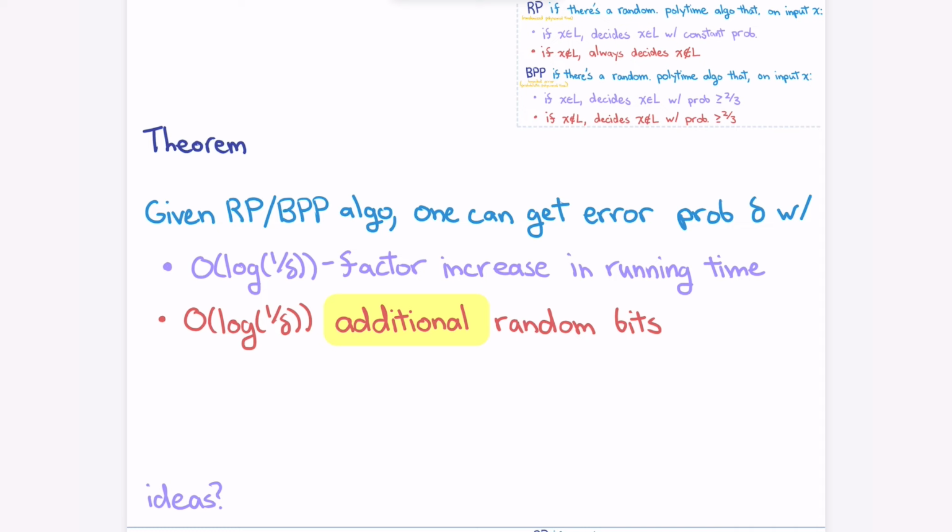The slide says ideas. Any ideas for how to do this? This is surprising, right? Because it's such a basic thing. How can you do better than just repeating? More random bits than truly random bits? No, it's just a bit.